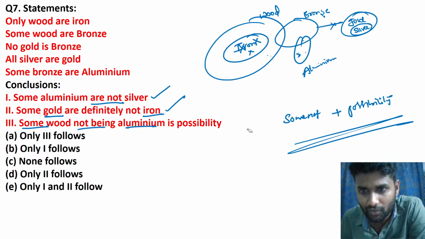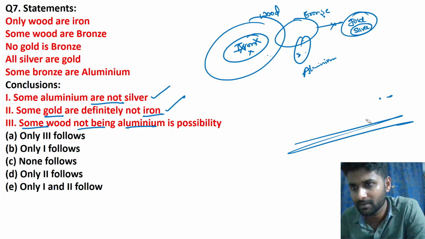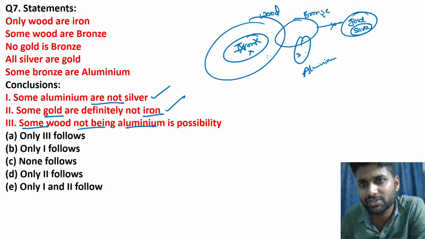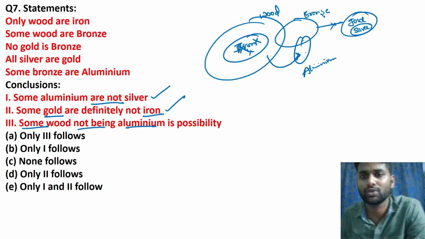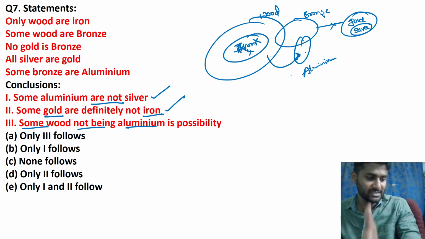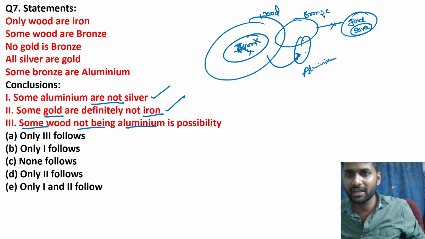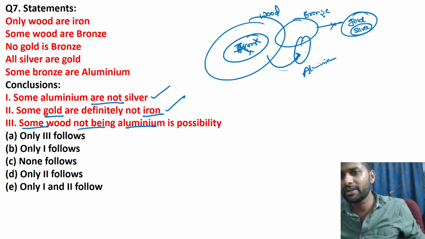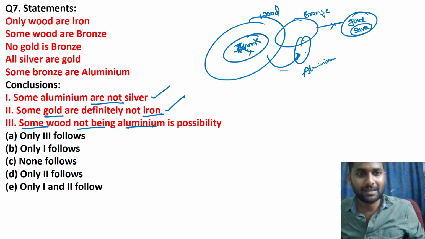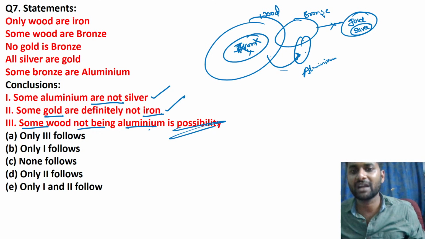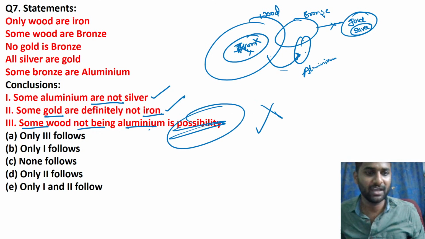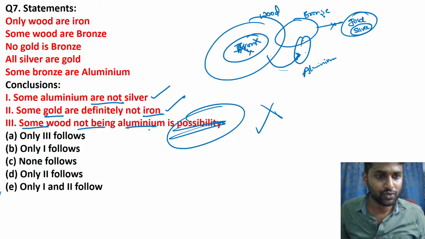Sorry, give me a second. We can't assume all wood into the aluminum. Why? Because we can't place iron into the aluminum. I forgot that statement. Iron belongs to the wood only. So we can't assume wood into the aluminum. That's why some wood not being aluminum is exact information. Any exact information we can't define as a possibility. That's why only conclusion 1 and 2 follow.